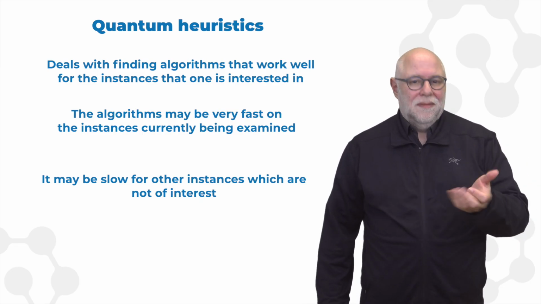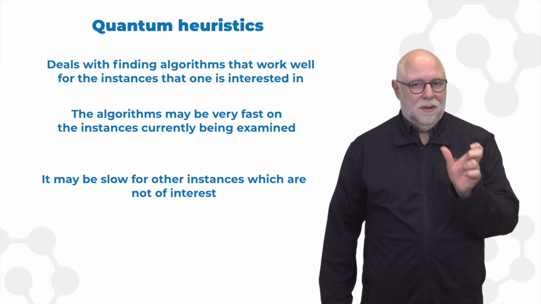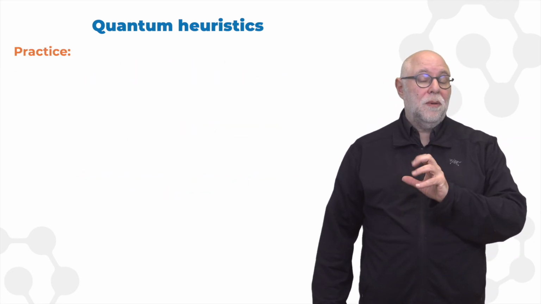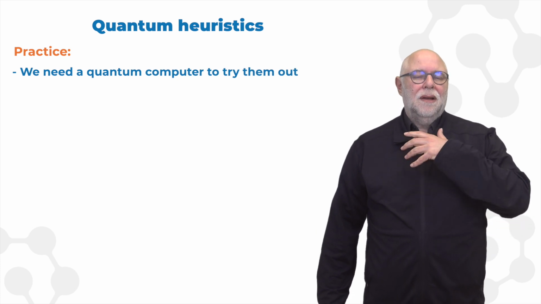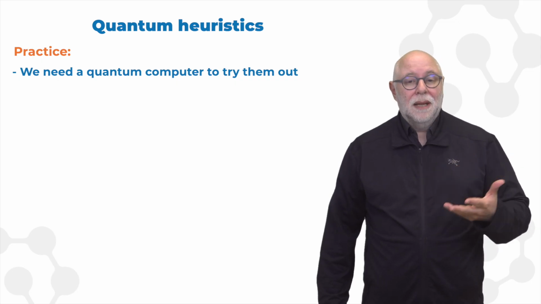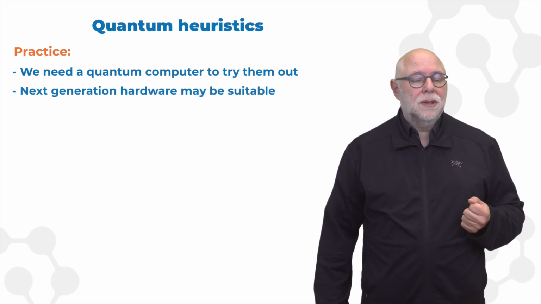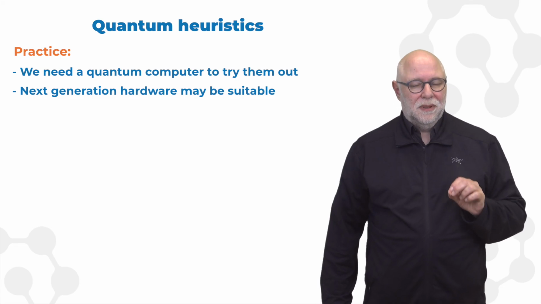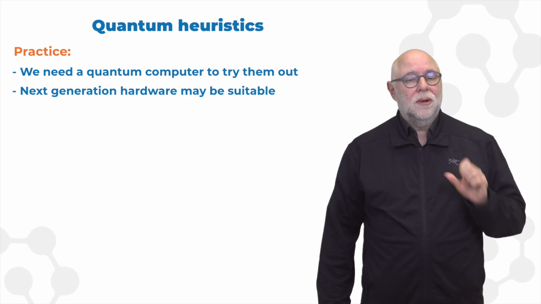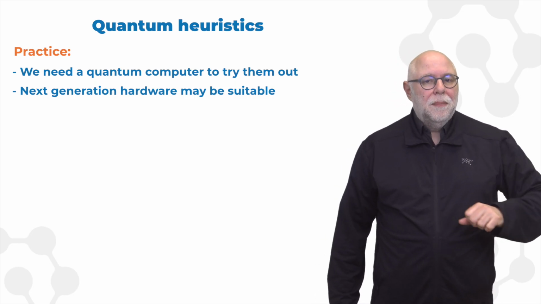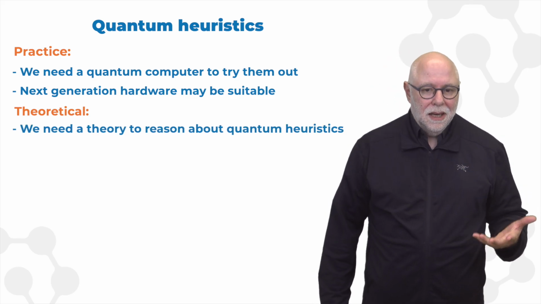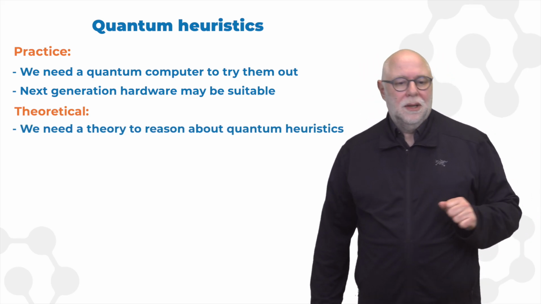But in order to devise quantum algorithms that work really well on particular instances, it seems necessary that you actually have a quantum computer available. And unfortunately, big quantum computers are not available yet, but the ones that we are currently making and the ones that will be made in the near future will actually be very useful for developing these quantum heuristic algorithms. So the hardware is coming. But on the other hand, we also need a theoretical framework. We need a theory to reason about these quantum heuristics.